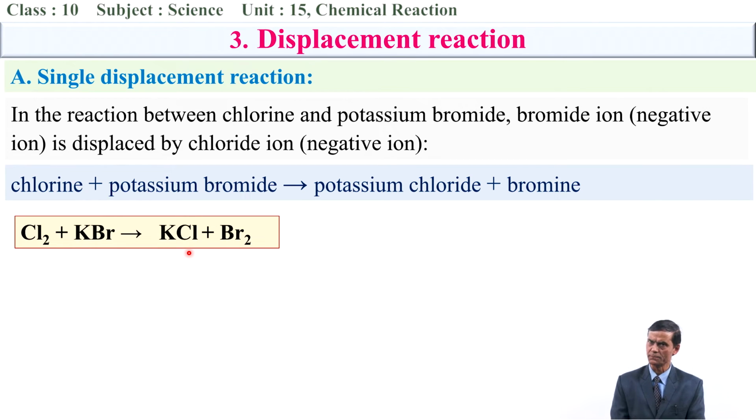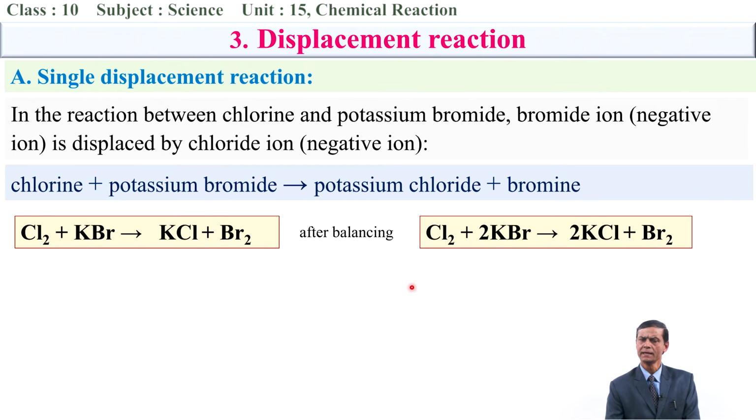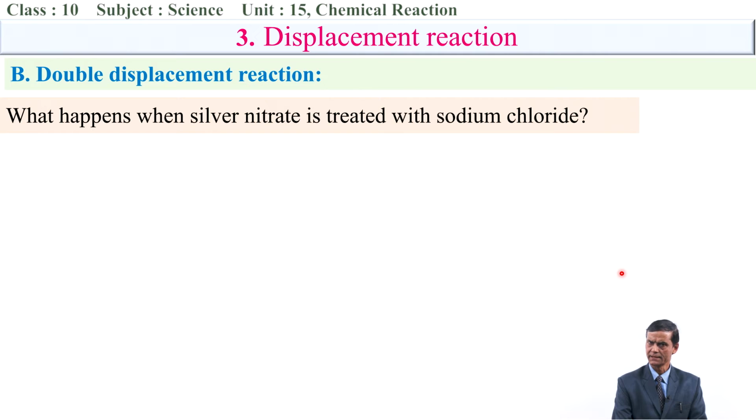So fluorine, chlorine, bromine, iodine are the halogen group, group 7A elements or group 17, which exist in diatomic form, as we discussed in the previous lesson. So let's balance the equation. The equation can be balanced like this: Cl2 plus 2KBr gives 2KCl plus Br2. Do you know what the charges are? Yes, chlorine and bromine both carry a negative charge. So a negative ion is displaced by another negative ion.